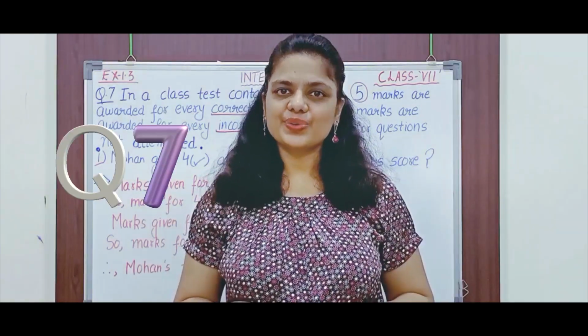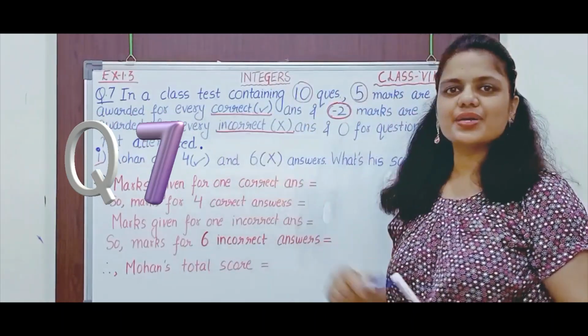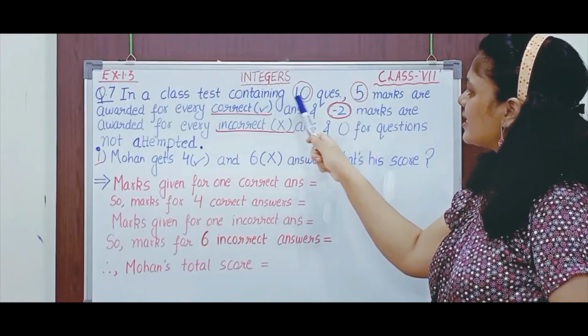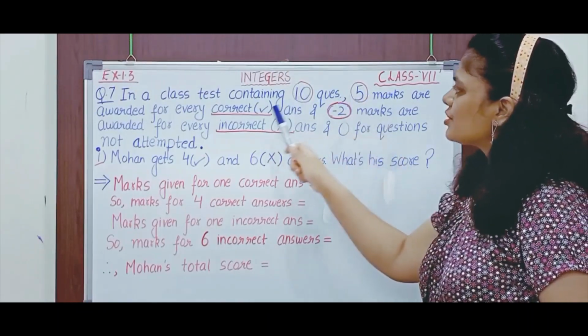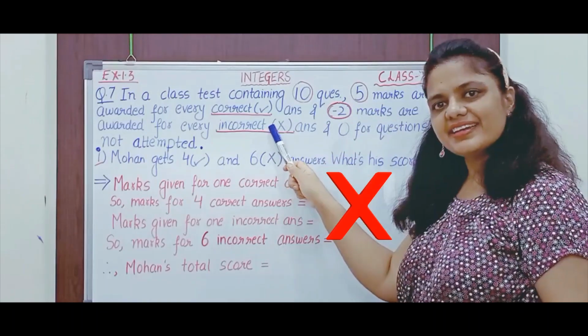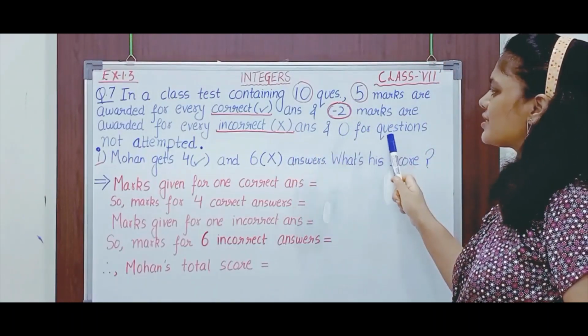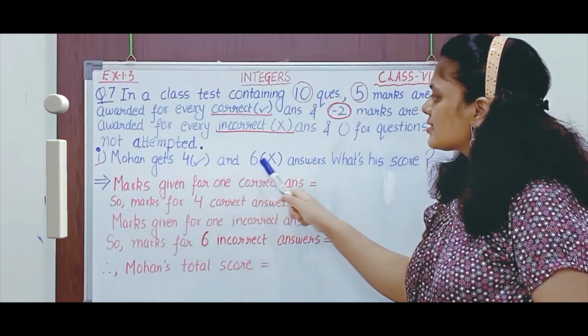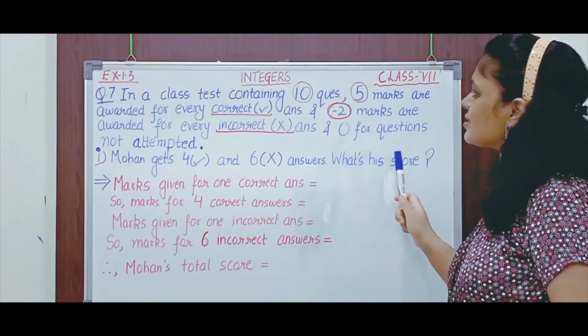Let's get started with question number 7 from exercise 1.3, Integers. It says, in a class test containing 10 questions, 5 marks are awarded for every correct answer and minus 2 marks are awarded for every incorrect answer and 0 for questions not attempted. Mohan gets 4 correct and 6 incorrect answers. What is his total score?